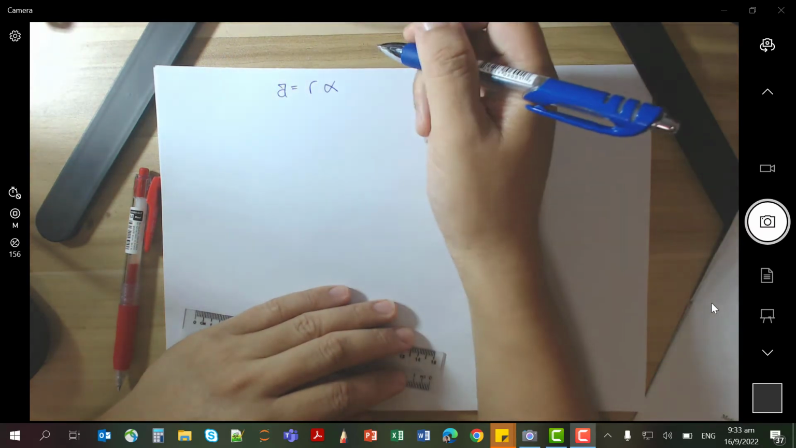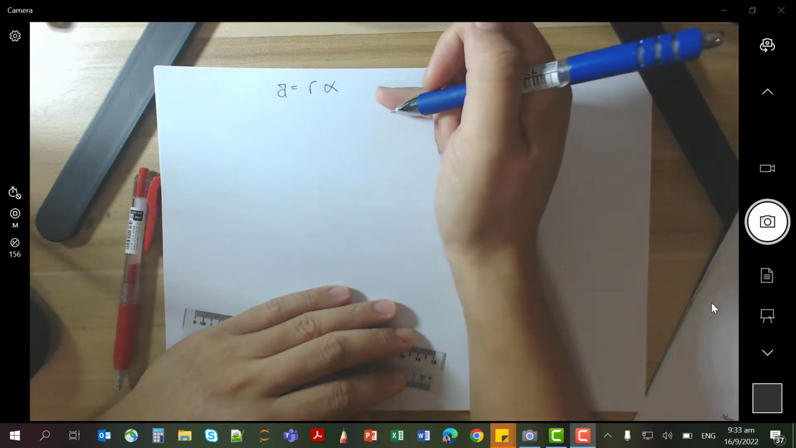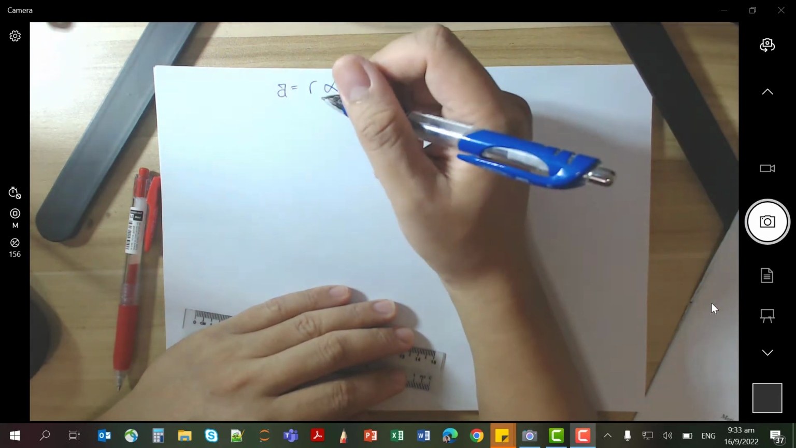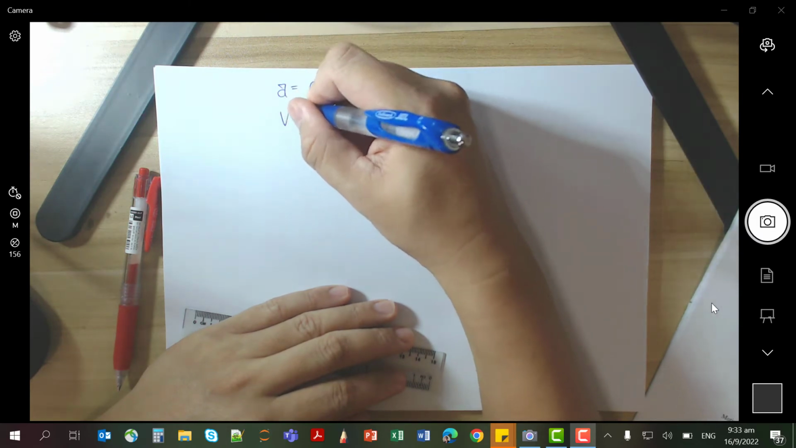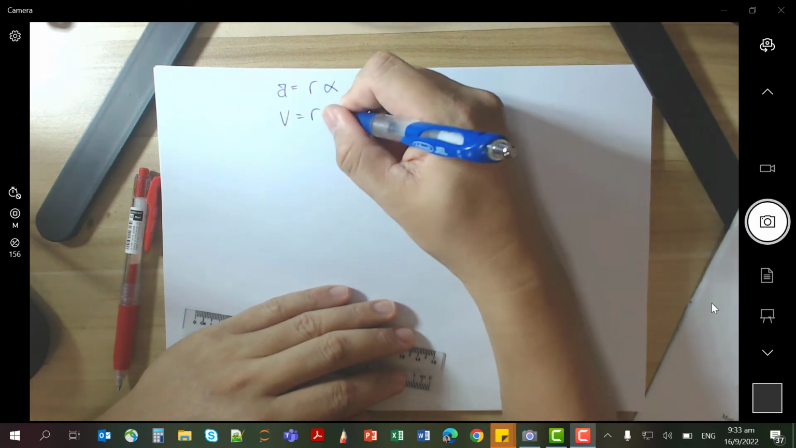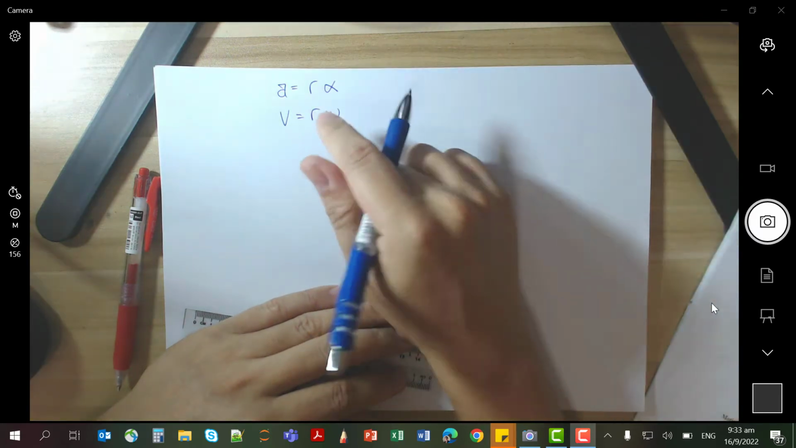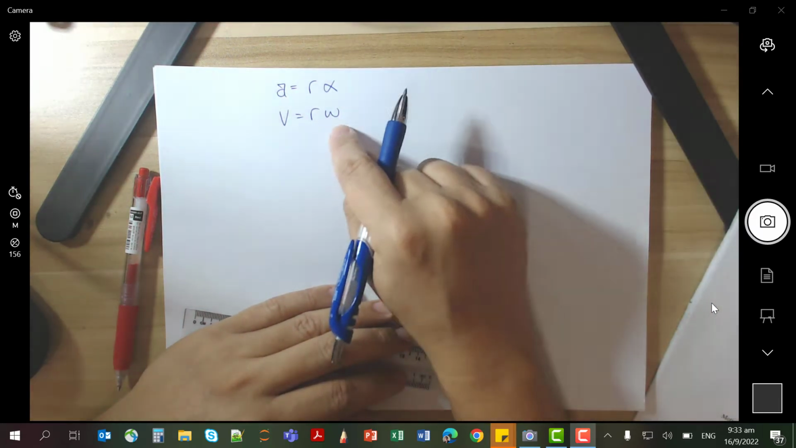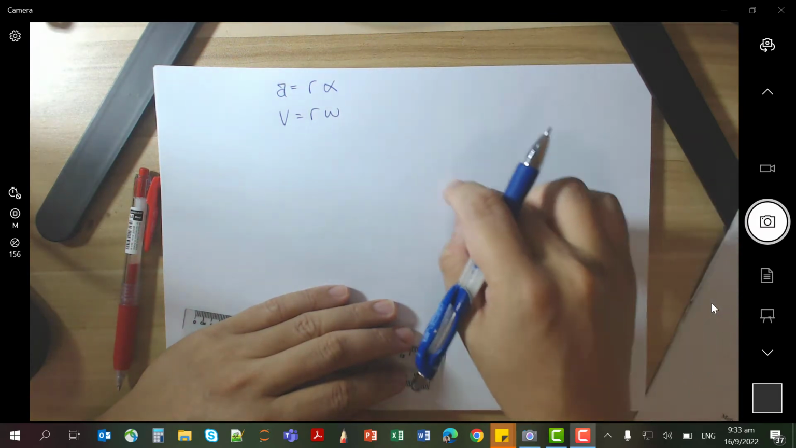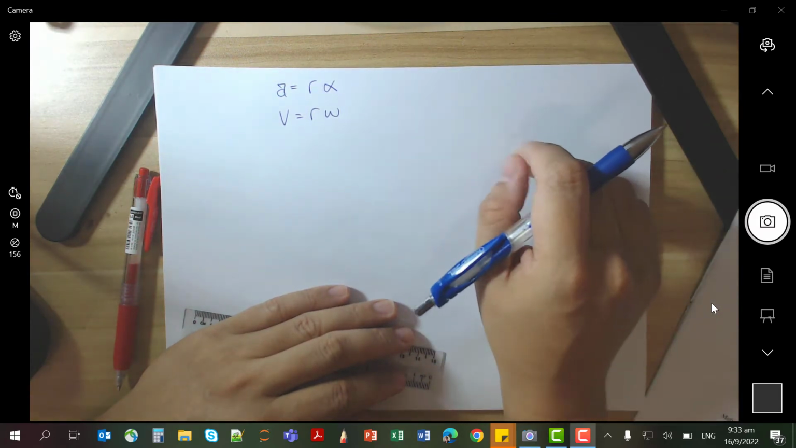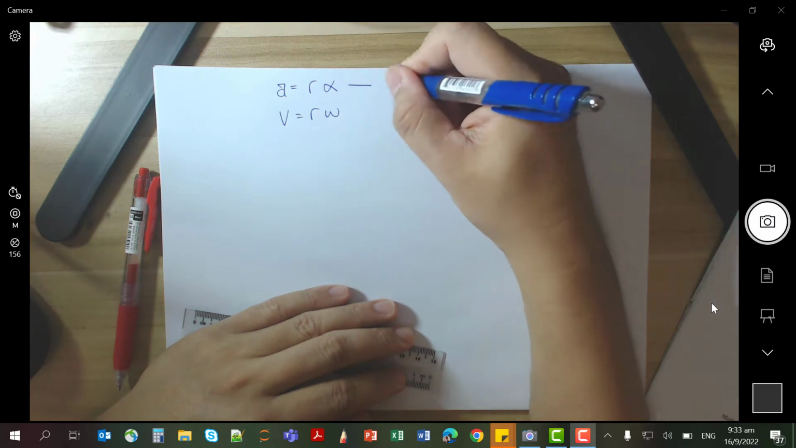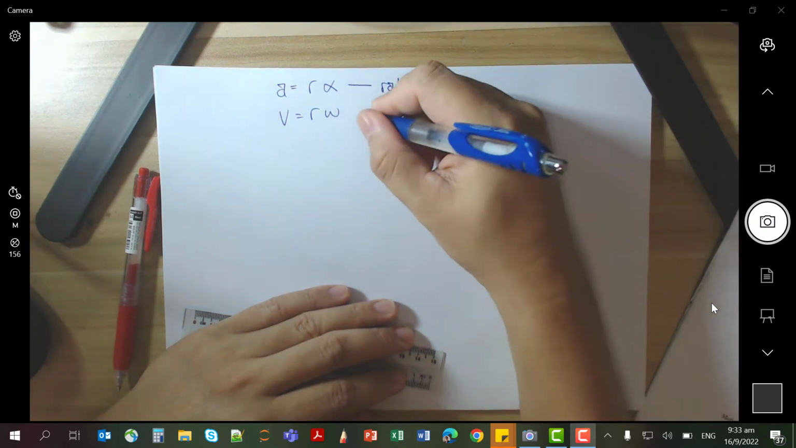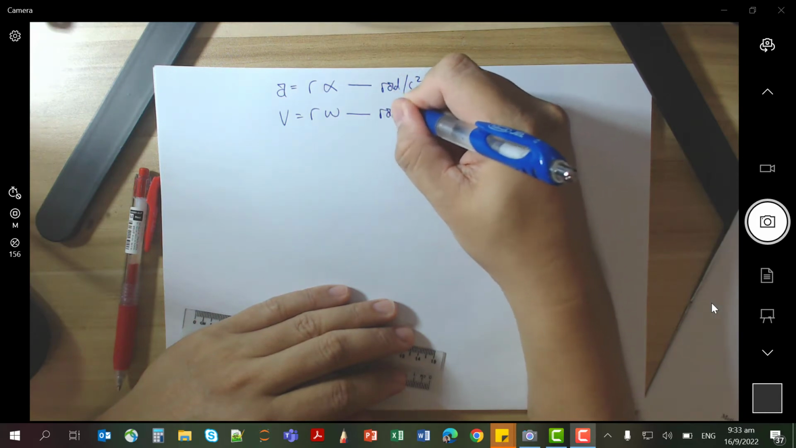In fact, you can also go one order lower, meaning that instead of acceleration, you look at velocity. You will also have a very similar formula over here. So the linear velocity of the object is equal to radius times the angular velocity of the shaft. Alpha would be in radians per second squared, this is the unit. Omega is in radians per second.